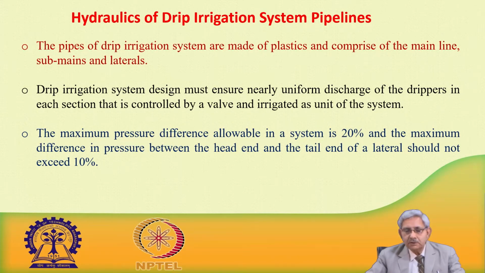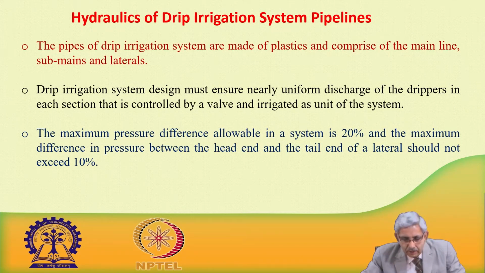So, let us go to the details of the topic: hydraulics of drip irrigation pipe system. Here these pipes are made up of plastics, and they are main line, sub main line and lateral pipeline. When we say main, sub main, lateral, it means there is a specific arrangement and size.